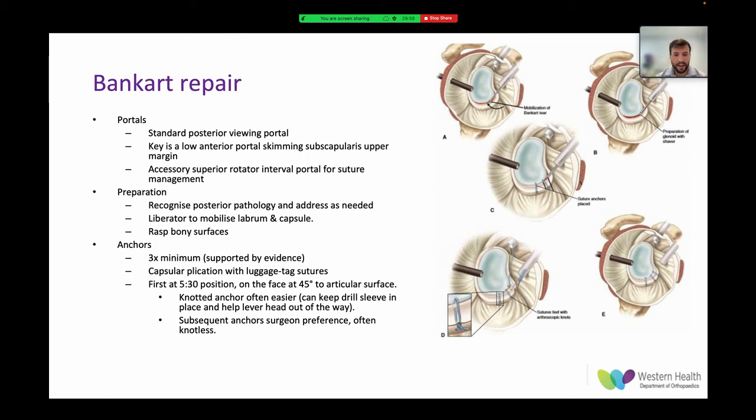Your first anchor is going to be at a 5:30 position on the face. You want to put it in at about 45 degrees to the articular surface. A lot of surgeons I've seen will often use a knotted anchor inferiorly, as you can have your drill sleeve in, which helps you lever the head out of the way, and you can leave it in when you're putting in your anchor. It just helps you get access. For subsequent anchors up the anterior glenoid face, a lot of surgeons will go knotless due to convenience.